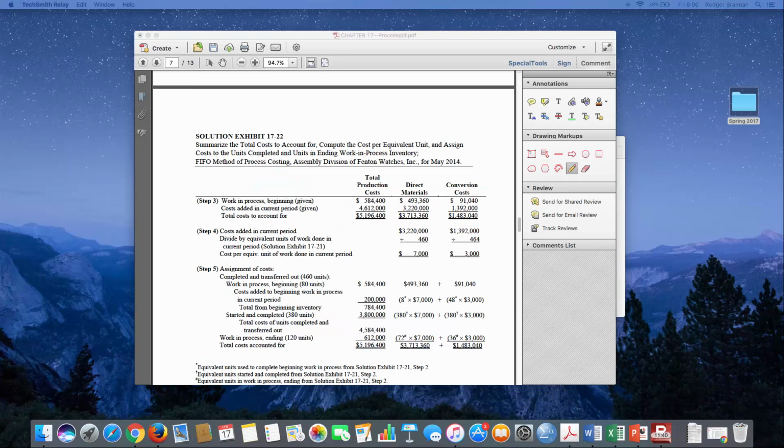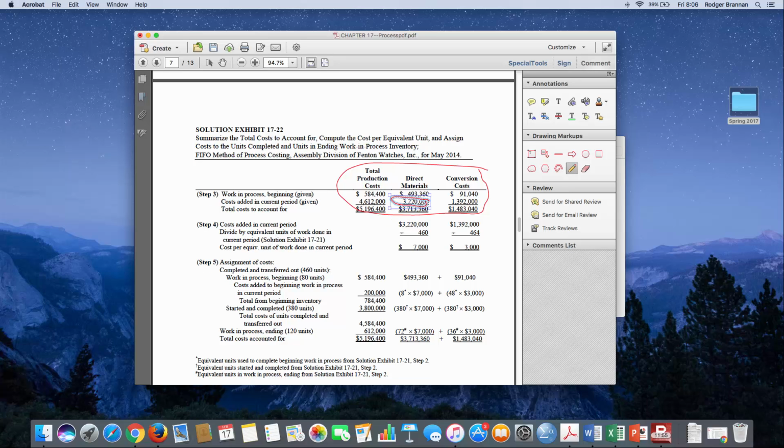Okay, step number 3, as I said, same thing, regardless of the method I use. Now, step number 4 is different. Step number 4 with FIFO says take only the cost added during this time period, namely the 3,220,000, and divide it by the equivalent units. The equivalent units here constitute only the work done during this time period. So I come up with a different equivalent unit cost, and that's fine. FIFO and weighted average will give you different equivalent unit costs. Step number 4 is not my objective. It's a means to get to my final objective, which is the assignment of cost.